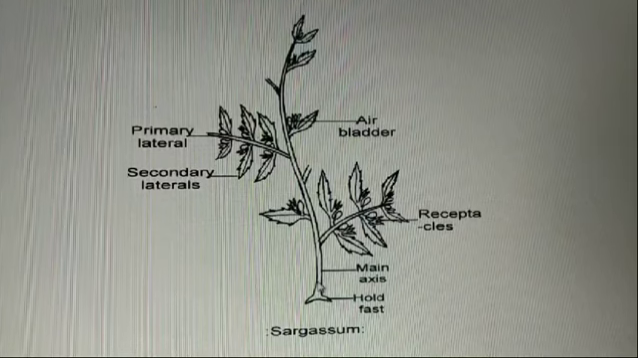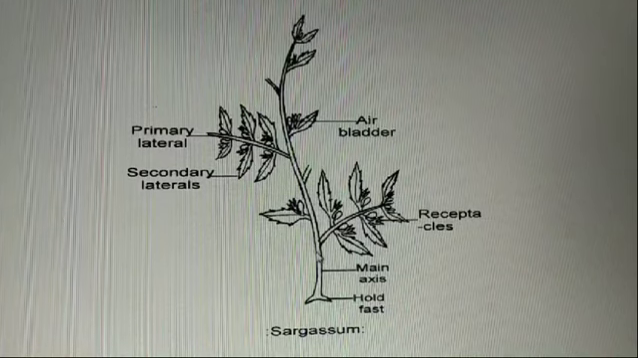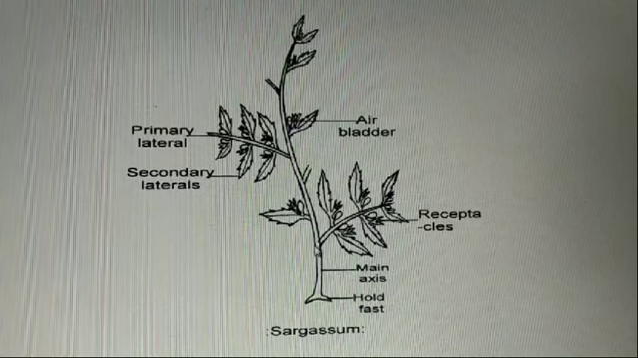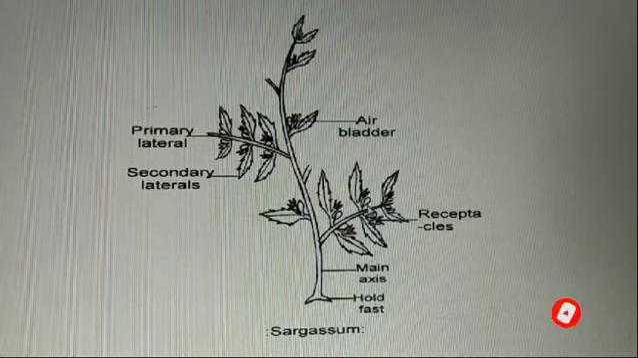Now main axis. The main axis is also known as stem or stipe. It is long, slender, and cylindrical. It is profusely branched. Now lateral branches. The lateral branches are of two types, primary lateral and secondary lateral. The primary lateral arises from the main axis. It grows indefinitely, so it is also called long shoot.